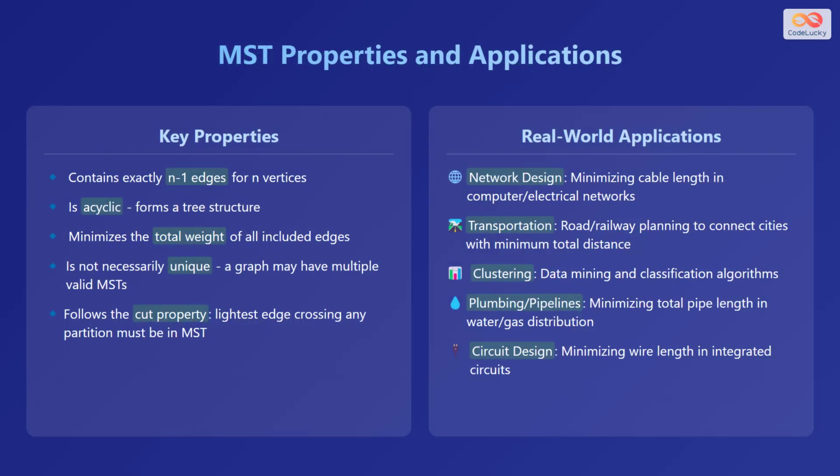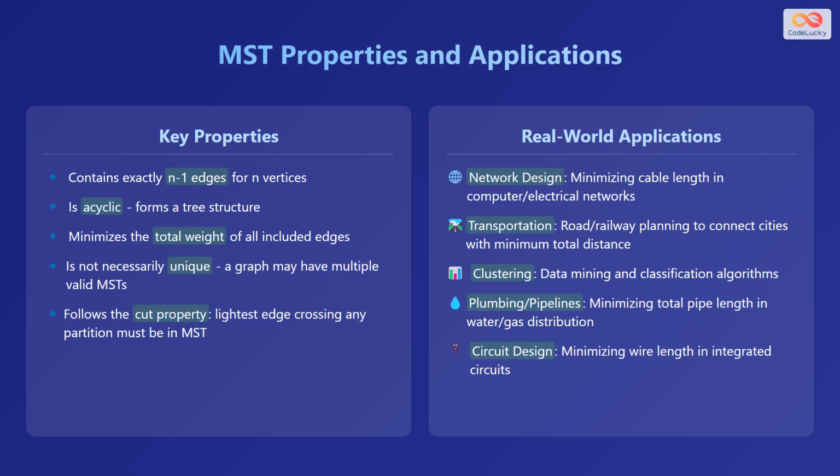Minimum spanning trees have several key properties. For a graph with n vertices, an MST will contain exactly n-1 edges. It is acyclic, meaning it forms a tree structure without any loops. The MST minimizes the total weight of all the edges included. A graph might have multiple valid MSTs with the same minimum total weight.